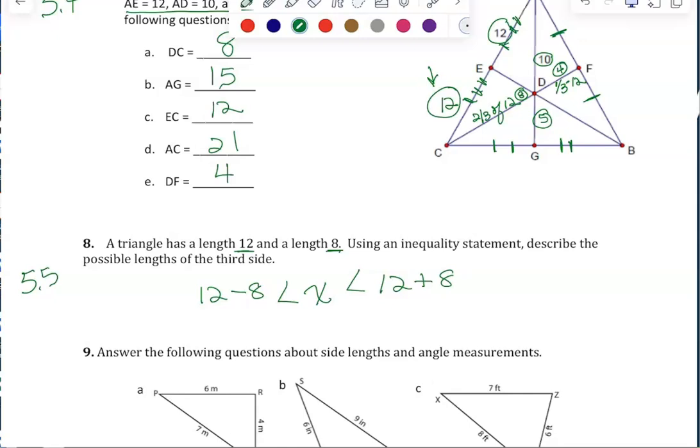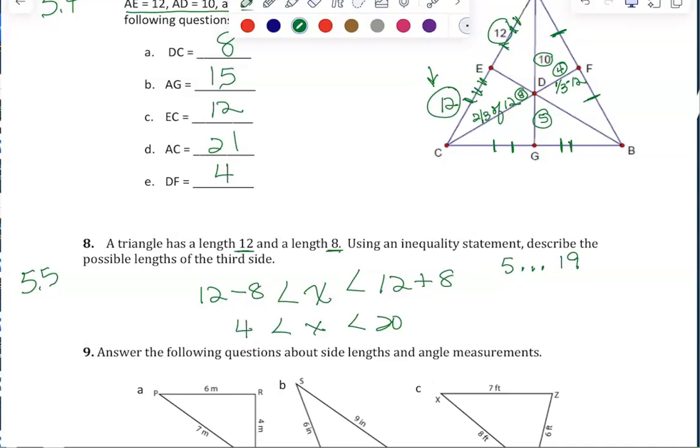So what does that mean? It means that that third side has to be between 4 and 20, not inclusive. So I can go from 5 all the way to 19, and any of those sides that I pick will make a triangle. If I go less than 5, or if I go to 4, it's not going to be good. If I go to 21, also not working, okay? So I'm dealing with whole numbers here.